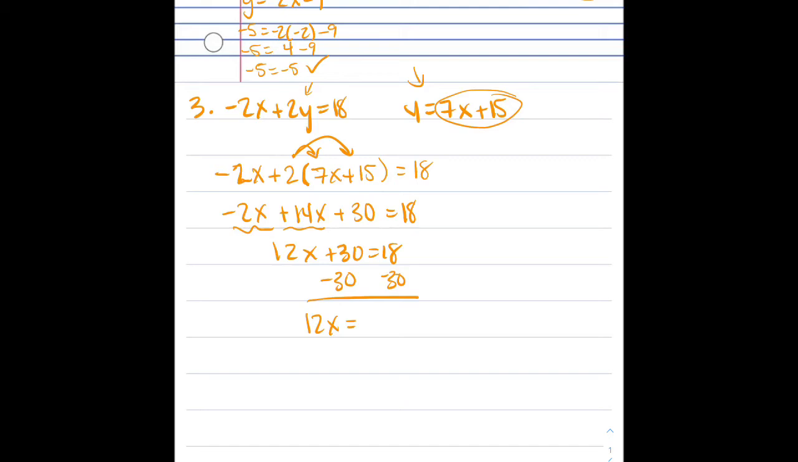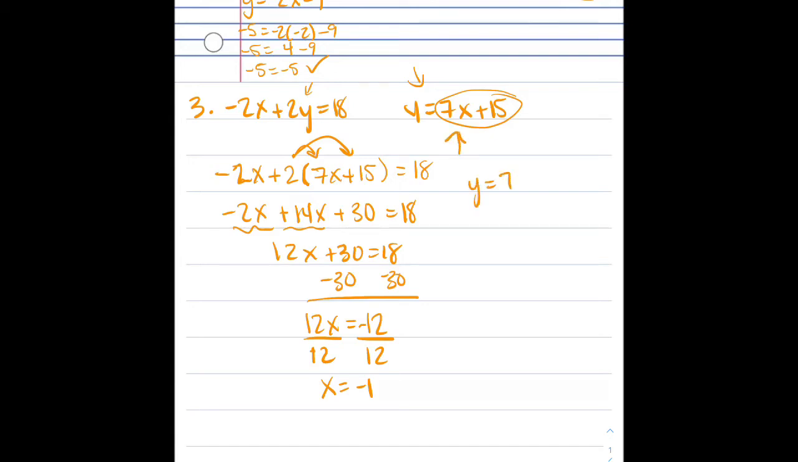12x equals 12. Oh, that's negative 12. Negative 12. Divide by 12 on both sides. So x equals negative 1. Okay, so now I'm going to substitute negative 1 back in. I'm going to go ahead and just plug it into this equation.